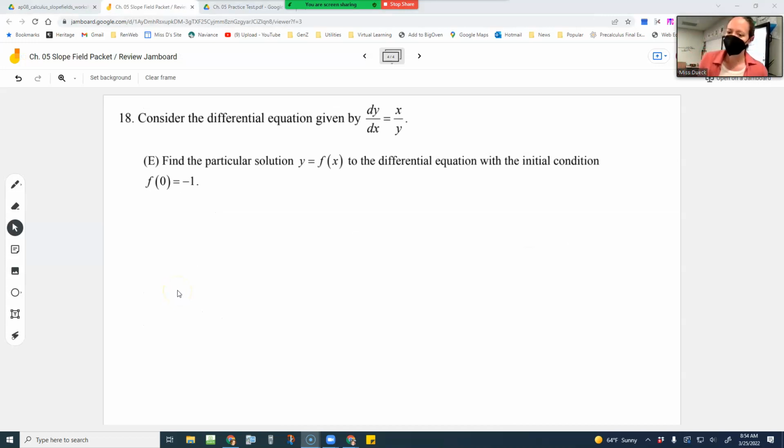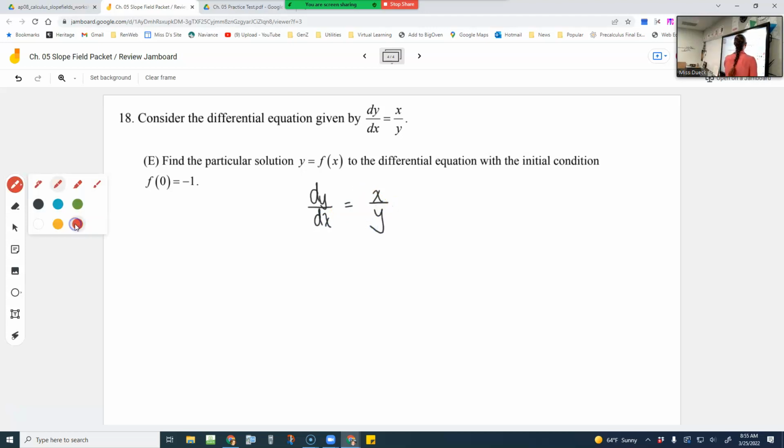All right, everybody. A question has come in on the slope field packet, number 18. In an earlier part, before part E, you did already find a particular solution for a different initial condition, but this one is a little bit interesting because it states a negative number instead of a positive number. So as we tackle this, since we haven't done it in here yet, I'm just going to quickly separate the variables, although at this point in the problem you would have already done this.